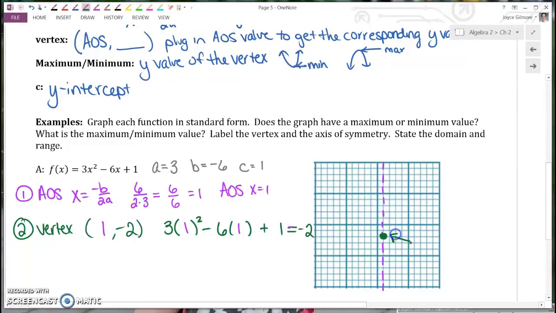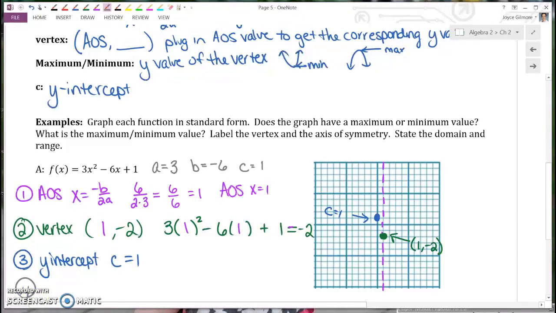And I'm going to go ahead and label my vertex on here. Step 3. We need to find our y-intercept. And this is the easy part. Our y-intercept is c. What is our c value? 1. So our graph is going to cross the y-axis at 1. And to help you out, I'm going to write in here c equals 1.